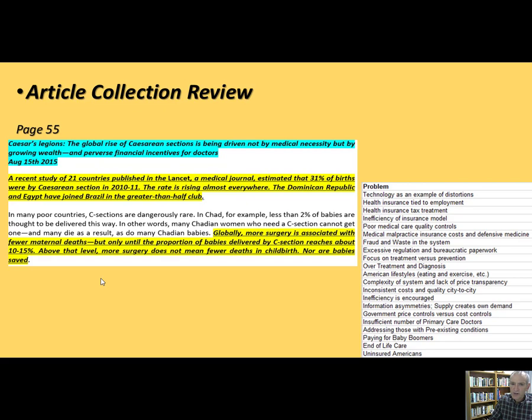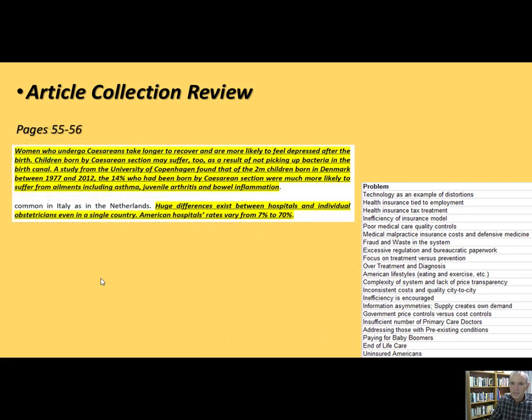Globally, more surgery is associated with fewer maternal deaths, but only until the proportion gets to about 10 or 15%. So the ideal number of cesarean sections is 10 to 15%, and the world is at twice that. Above that level, more surgery does not mean fewer deaths in childbirth, nor are babies saved. In fact, we'll see that it actually does harm to the baby and to the mother. Women who undergo cesarean take longer to recover and are more likely to feel depressed after the birth. Children born by cesarean section may suffer too as a result of not picking up bacteria in the birth canal. So if you're asking why asthma among children is such a huge issue, that could be part of it.